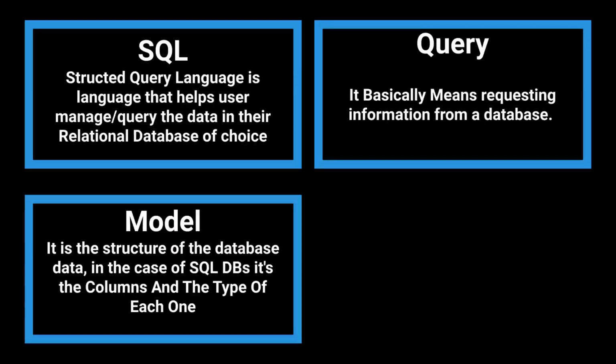Now to explaining some words. Well, SQL basically means Structured Query Language, which is a language that helps users manage and query the data in their relational databases of choice. And query, what does query mean? It basically means requesting information from a database. A model is the structure of the database data. In the case of SQL databases, it is the columns and the type of each one. For example, as you saw, user and user ID and stuff like that.